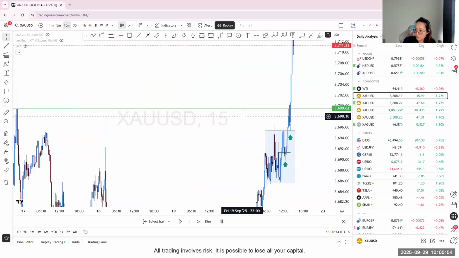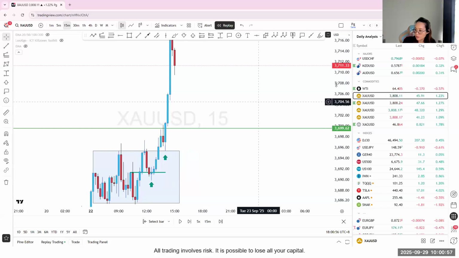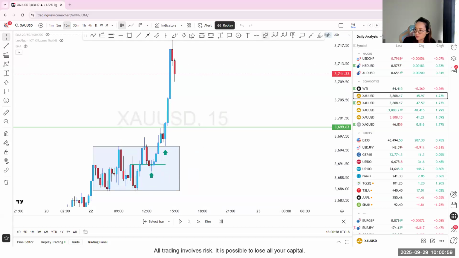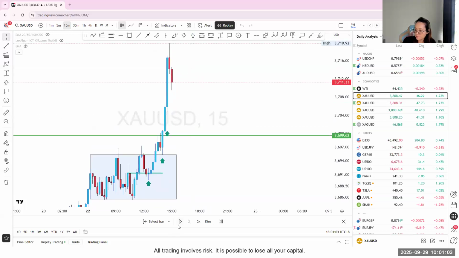Okay, you see that the body closed above. That's why the bullish momentum is coming. That's why you have to keep buying. Right? You see that? This is how you read it. Okay.